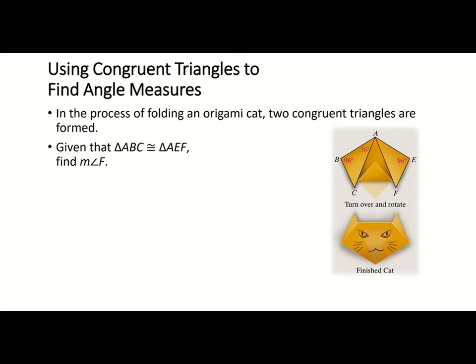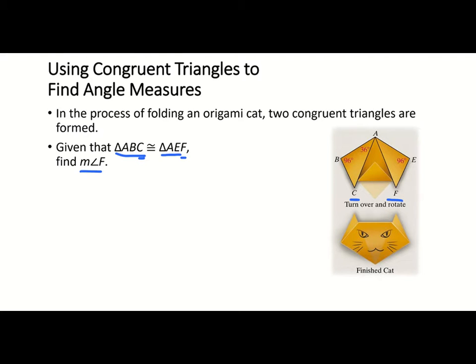Okay, here we have a picture of an origami cat, and given that triangle ABC is congruent to triangle AEF, they want us to find the measure of angle F. Based on our letters and the picture, I know angle C is congruent to angle F. I don't know the measure of angle C or angle F, but because the two triangles are congruent, I can find it.